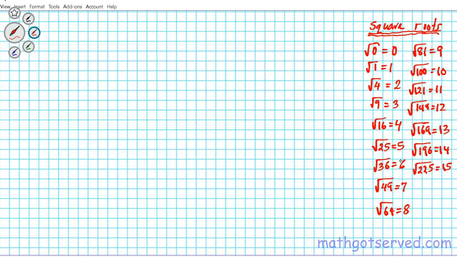All right, so these are the squares right here. We're going to use them to solve the problems that we're working on. The instructions are to factor the following.